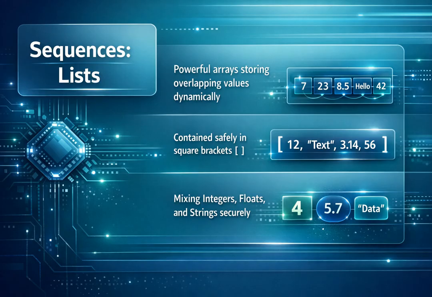A list is a mutable, ordered collection of elements enclosed in square brackets. Lists can store elements of different data types together, including integers, floats, and strings. You can add, remove, or change elements in a list after it has been created.